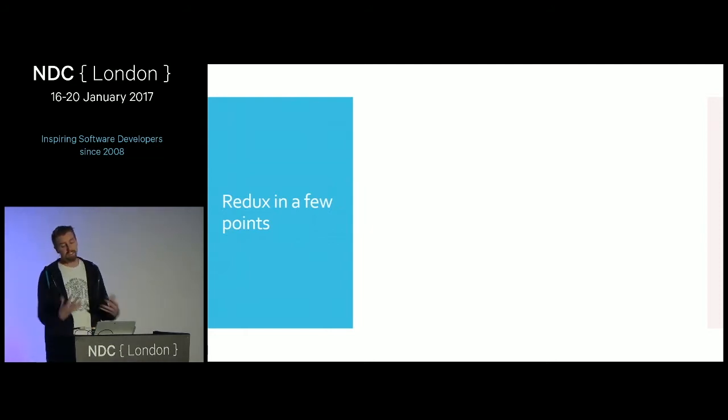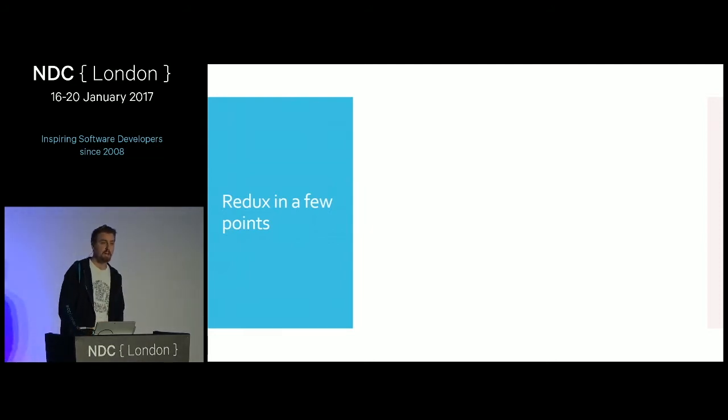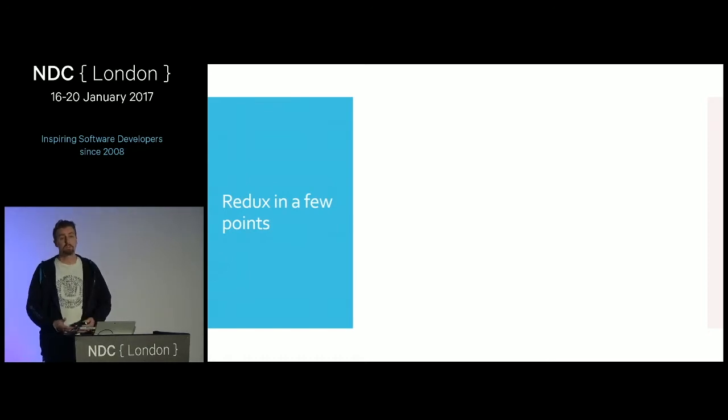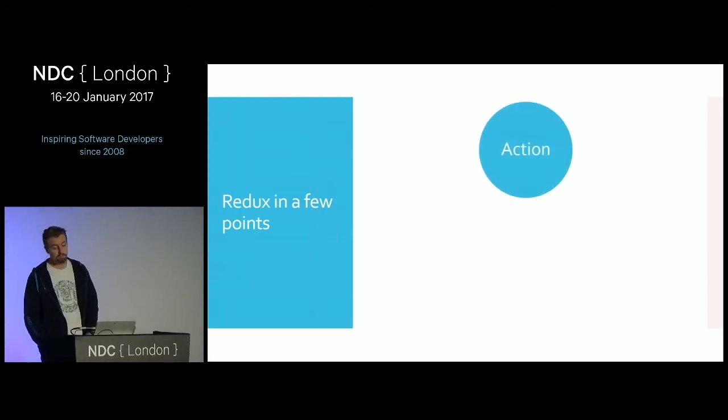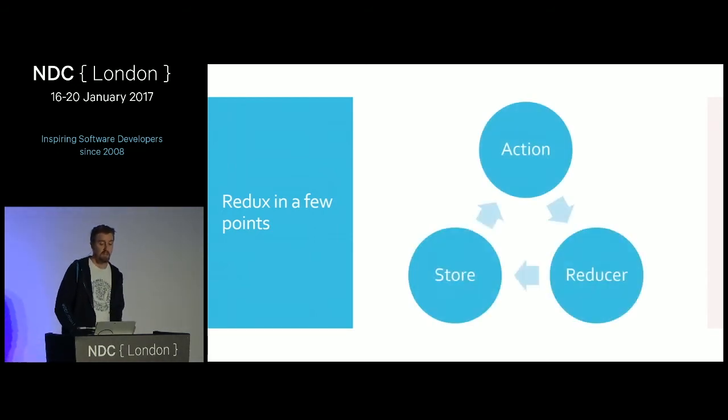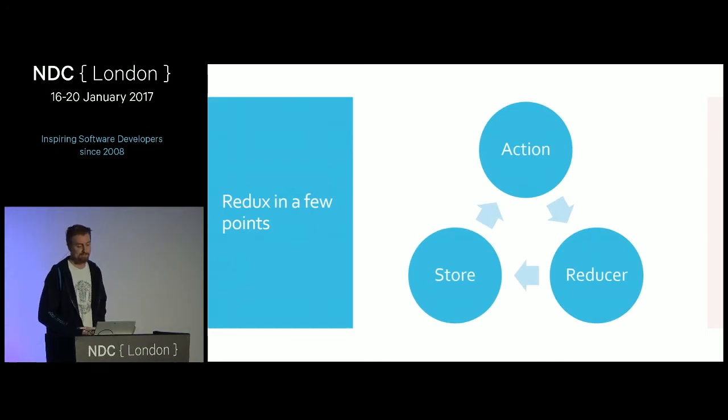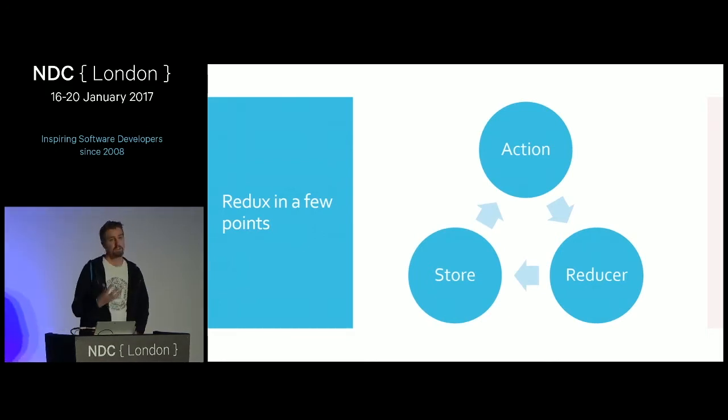So to get started, I'll just talk a bit about Redux for those that either are not familiar with it or haven't used it in any great depth. There's three core pieces to it. We have actions, reducers, and a store. This is kind of the iron triangle of a Redux architecture. You've got these three core components.